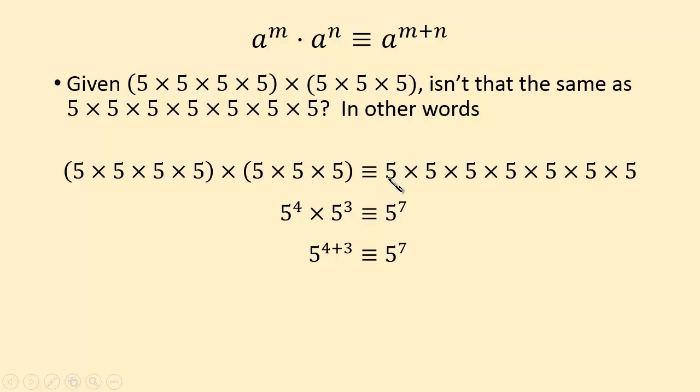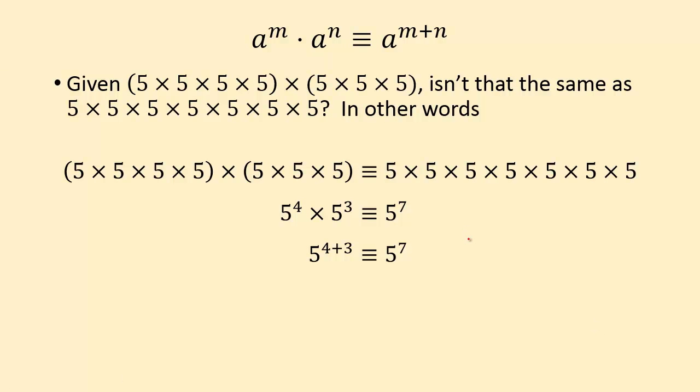We simply observe that this 7 can be obtained by adding the 4 and the 3. In other words, the number of times that 5 appears in this multiplication is the number of times it appears in this one, plus the number of times it appears in this one. Of course, this needs to be a multiplication here. So that's pretty much it. a to the m times a to the n is a to the m plus n. So we can look at other examples of this.